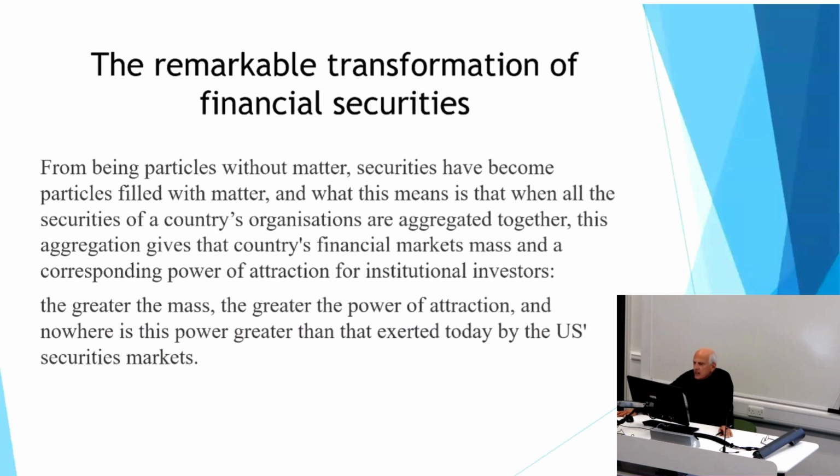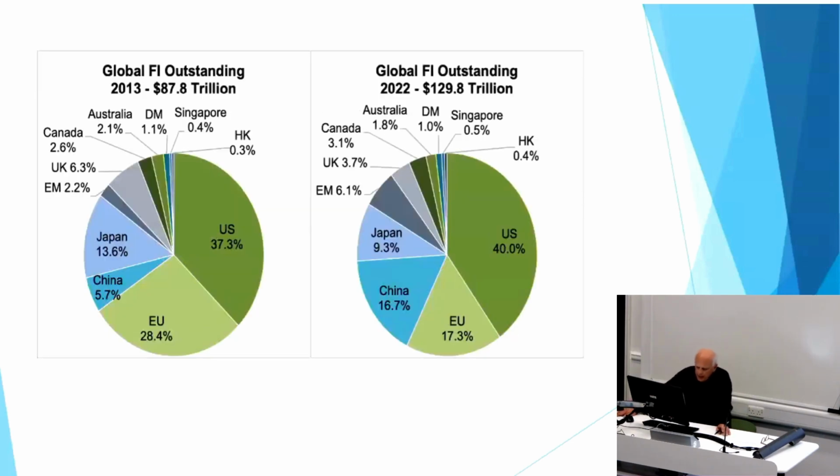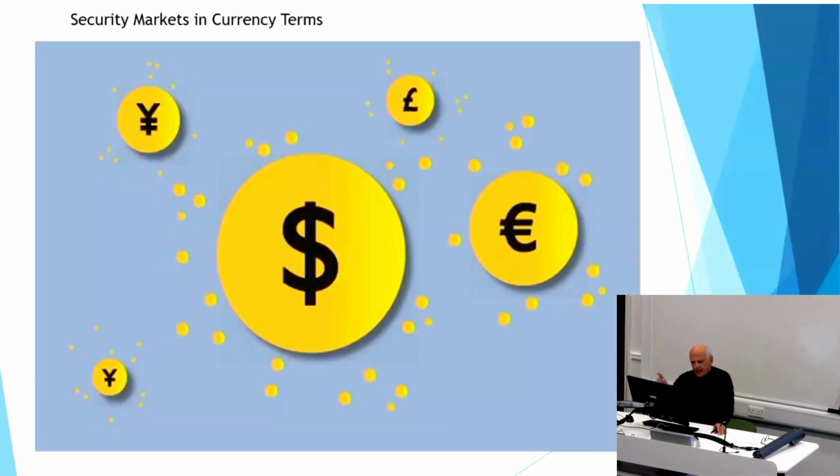And what this means is that when all the securities of our country's organizations are aggregated together, this aggregation gives that country's financial markets mass and a corresponding power of attraction for institutional investors. The greater the mass, the greater the power of attraction. And nowhere is this power greater than that exerted today by the US's securities markets. I've just said that the size asymmetries separating the US financial market from other financial markets are substantial. But substantial as they are, they are nothing compared to the size asymmetries when translated into currency terms.